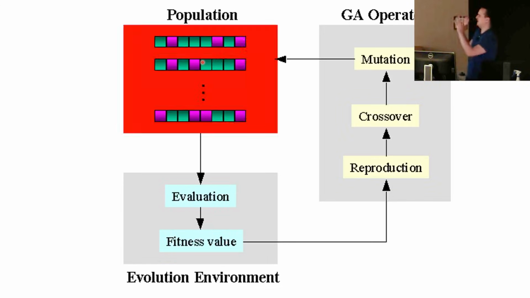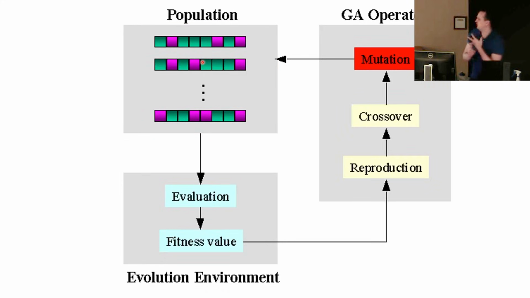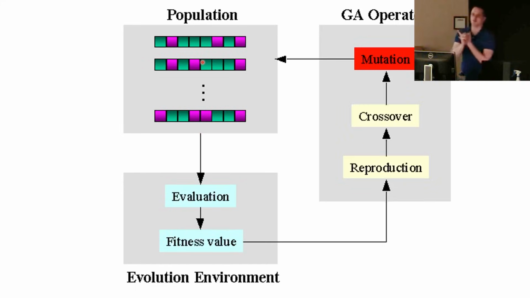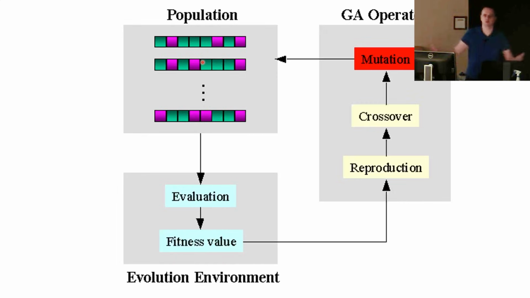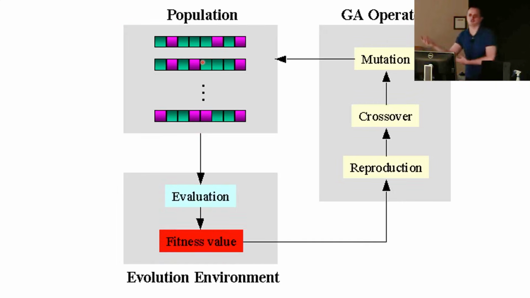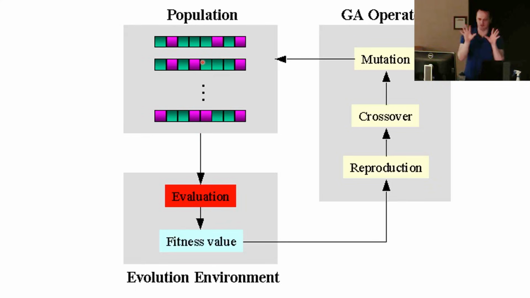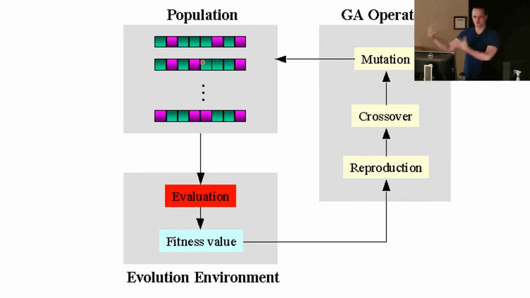But yes, each of these steps, how do I evaluate? What's the fitness function? How am I going to choose individuals for reproduction? How am I going to do the crossover? How am I going to do the mutation? How many people in the population? How many iterations per population? How many total evolutionary steps? It's kind of a nightmare. But we'll just choose a set of things that's pretty simple, and we'll do it for the assignment.